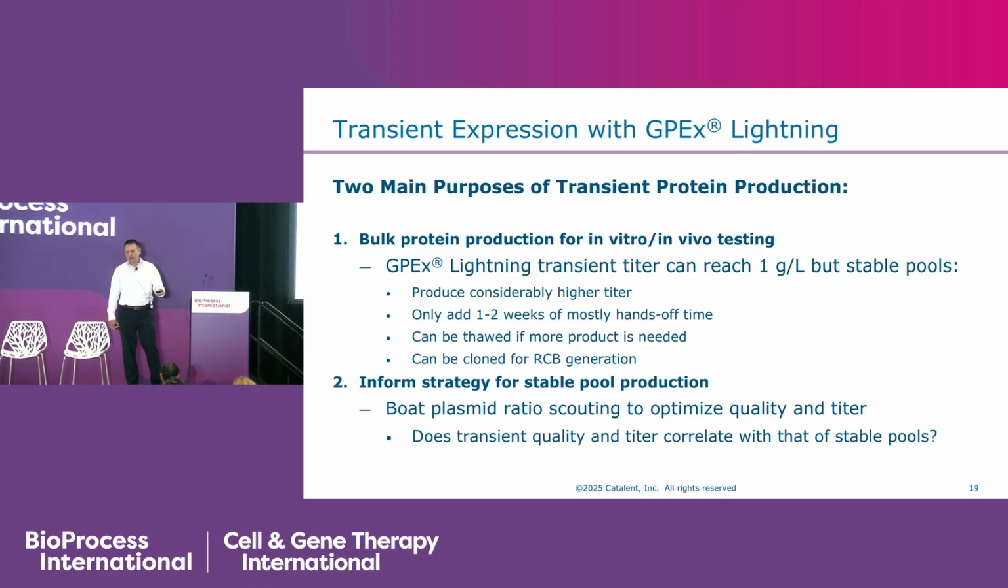But what we see as valuable in transient expression is testing ratios quickly to scout to find the best ratio for the pools and to select which pools to take into clonal. And I'll walk through that data.